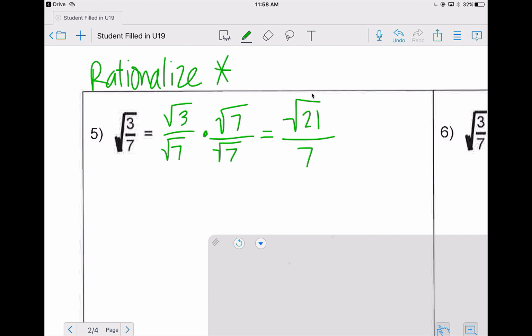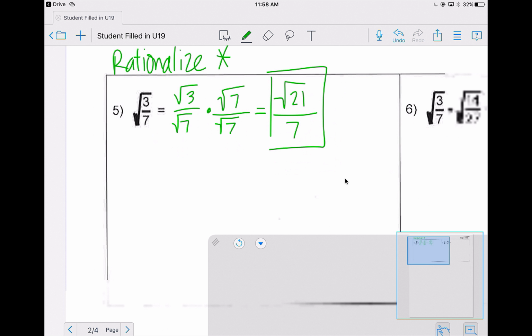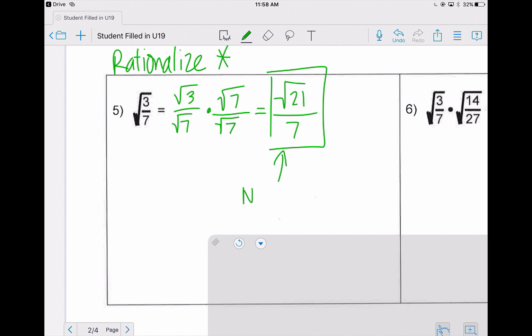Now, the top is inside the square root. The bottom is outside of the square root. So I cannot combine these. Inside the house and outside the house are completely different. So that's my answer. Remember, as soon as you have no square roots in the bottom, you can stop.